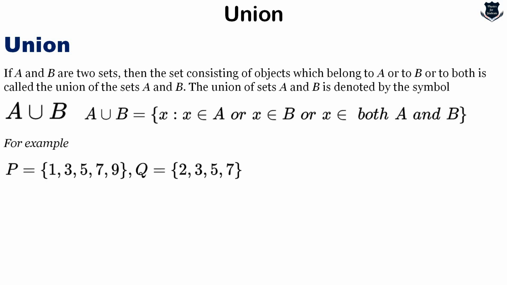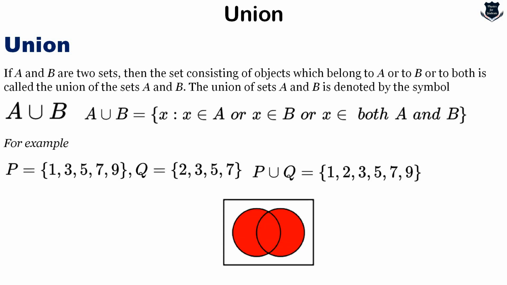We have taken an example: P = {1, 3, 5, 7, 9} and Q = {2, 3, 5, 7}. Obviously the union of P and Q would be the addition of all. We take all the elements of P and Q, and the result is {1, 2, 3, 5, 7, 9}. This is a schematic diagram of what is called a union. Two sets are joining with each other.